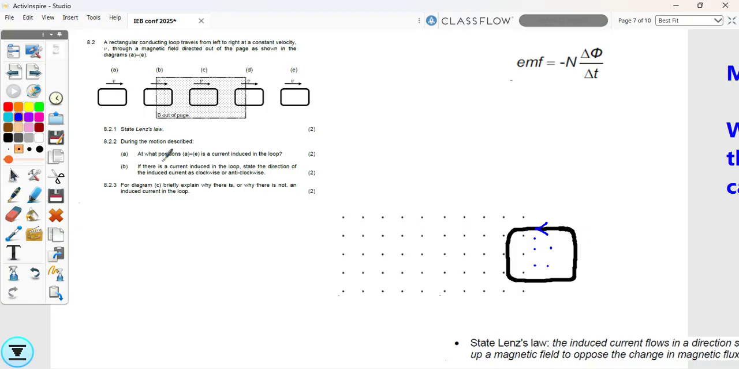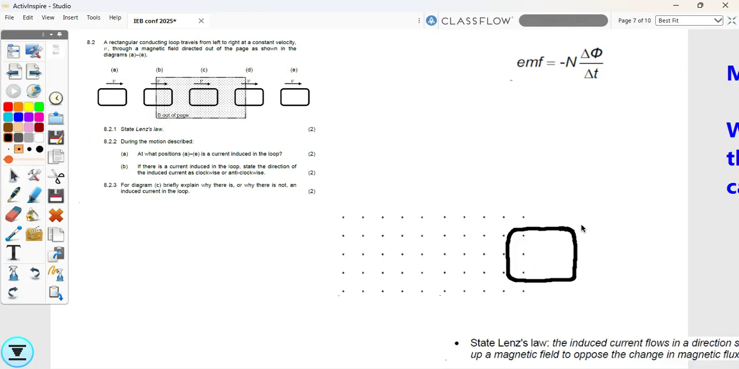They said, if there is a current induced, state the direction of the current as clockwise or anti-clockwise. And this one wasn't very well answered because they didn't realize that it was in and out. And although this is quite a while ago, I kind of remember that.